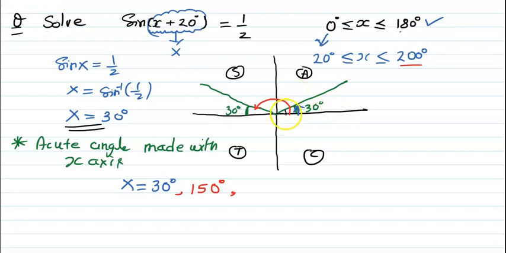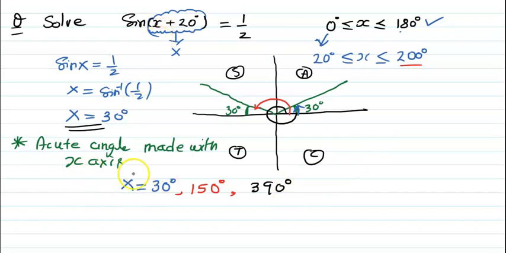If you're taking another round, 90 crossing, 180 crossing, 270 crossing, then it will be 360 plus 30. 360 plus 30 will be 390 degrees, which is more than 200. So just leave it like this. We can cancel in the last line.